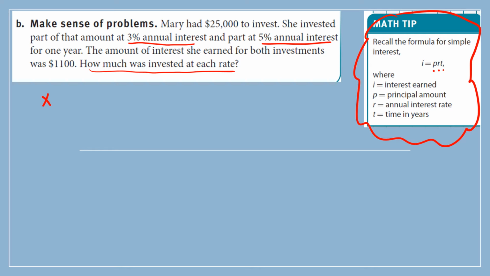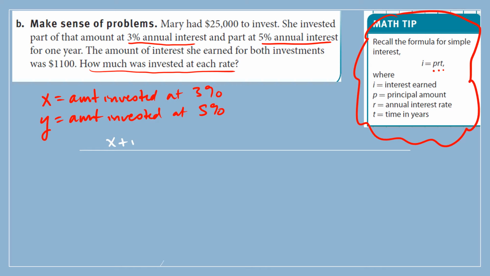So let's let x equal amount invested at 3% and y equals the amount invested at 5%. Now, you should pause this and see if you can come up with the equations by yourself. That's the trickiest part. So hopefully you figured out that x, the amount at 3%, plus the amount at 5% has to equal 25,000. That's how much she had.